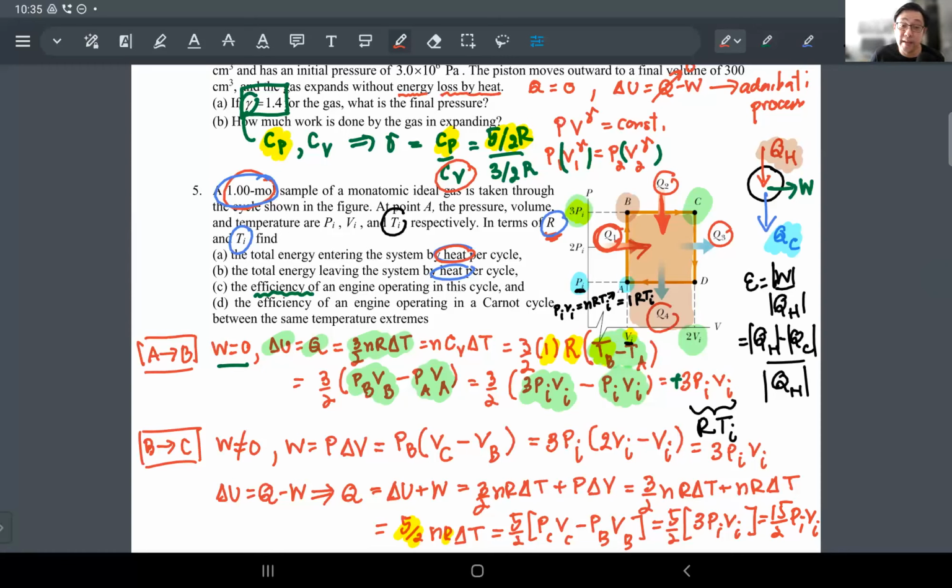There are only 3 terms that you need to calculate in the first law of thermodynamics. Pretty good. So keep going, guys.